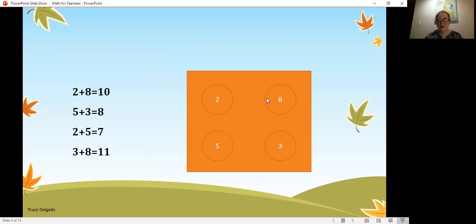And to solve this, we will add 8 plus 2 to get 10. And this we will do 5 plus 2 to get 7. We will add 8 plus 3 to get 11. And the 3 plus 5 will give us 8. And that solves that puzzle.